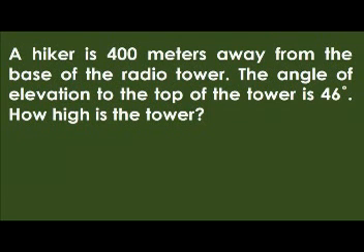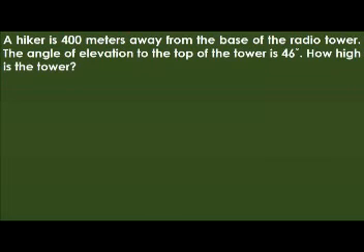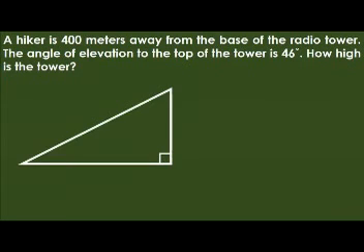A hiker is 400 meters away from the base of a radio tower. The angle of elevation to the top of the tower is 46 degrees. How high is the tower? Take note that the first key to all the problems that we'll be doing is the diagram. If the problem has no diagram, then we must draw a diagram. Let me show you the diagram.